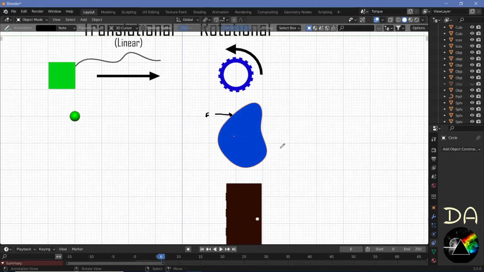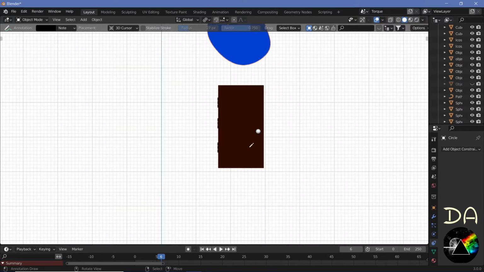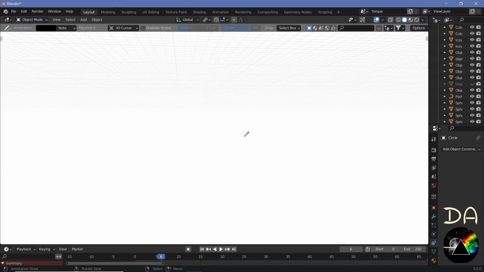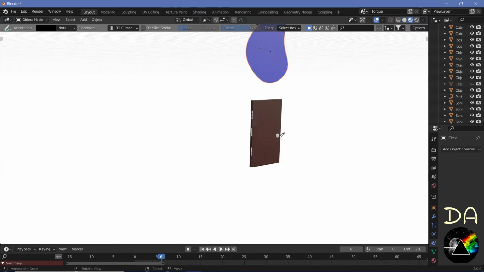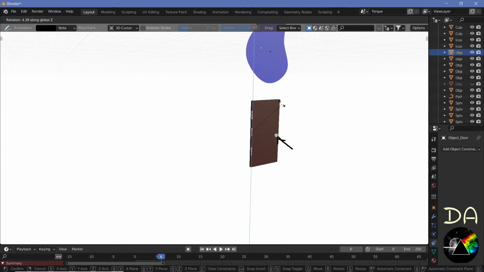Another example of rotational motion would be the hinge of a door. Imagine this particular door. If we were to take the door and then move it in 3 dimensions by applying a force on its handle, we would see the door open like this.